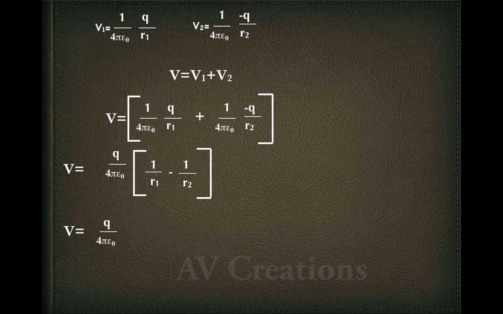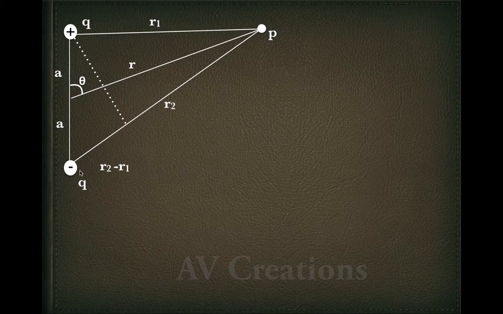Now V is equal to q by 4 pi epsilon 0, in the form of 1 by A minus 1 by B, which is B minus A over A times B. So R2 goes to the numerator, R1 goes to the numerator, and the denominator will be the product of R1 and R2: R2 minus R1 by R1 R2. Now in this figure, this R2 minus R1 is this distance, and we are considering this triangle which includes the angle theta.